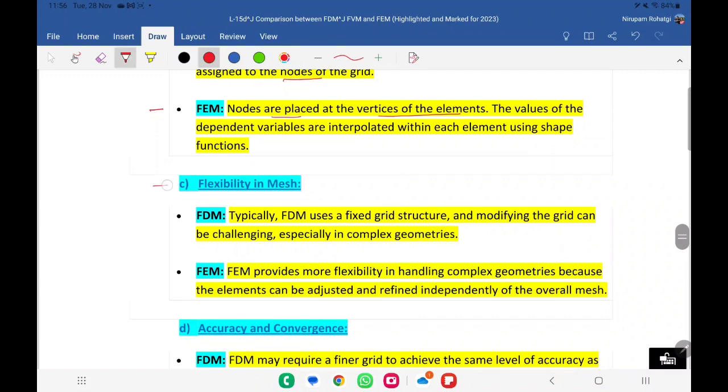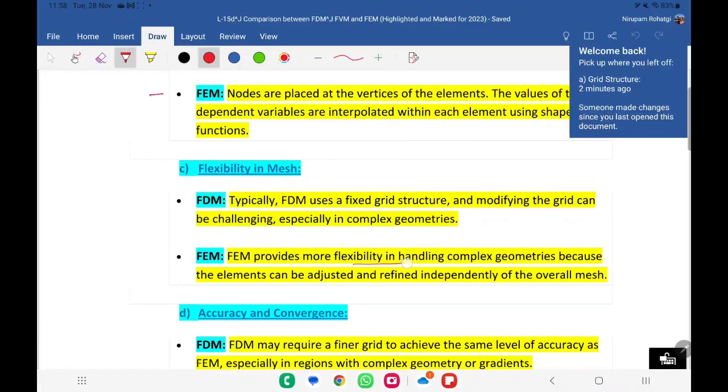Flexibility of mesh, we have seen that typically FDM uses a fixed grid structure, and modifying the grid can be challenging, especially in complex geometries, right? FEM provides more flexibility in handling complex geometries. Here we talk about fixed structure, okay?